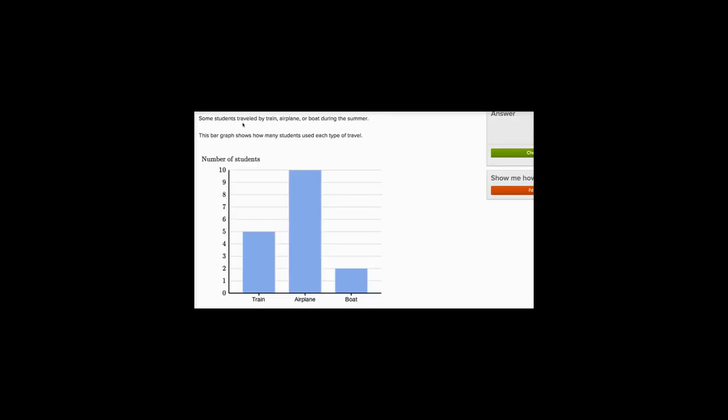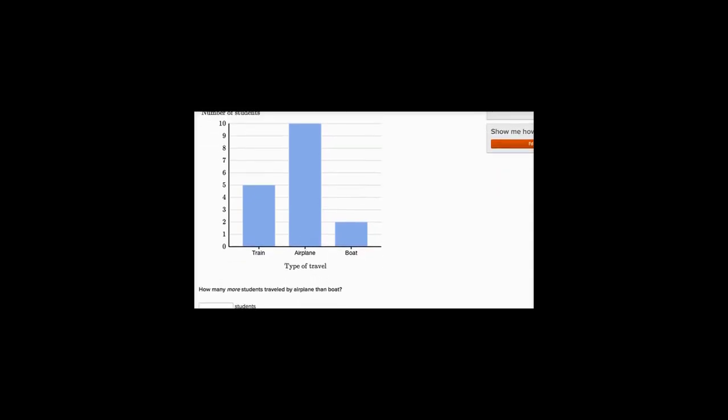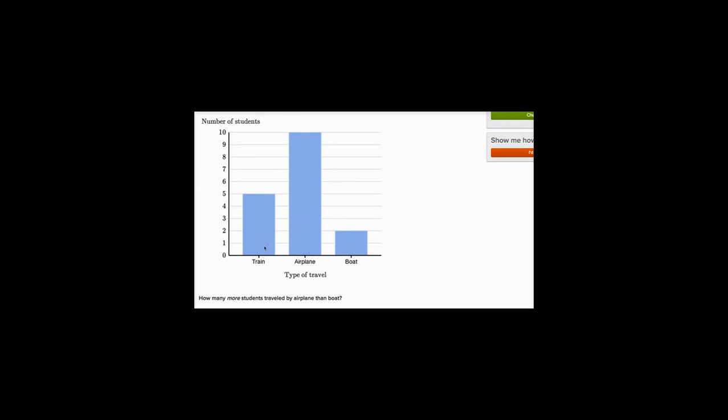Some students traveled by train, airplane, or boat during the summer. This bar graph shows how many students used each type of travel. All right, let's look at this. It tells us that 5 students traveled by train. It tells us that 10 students traveled by airplane. And 2 students traveled by boat.